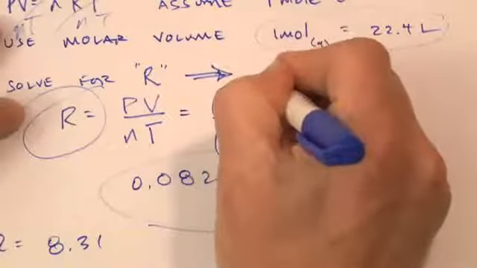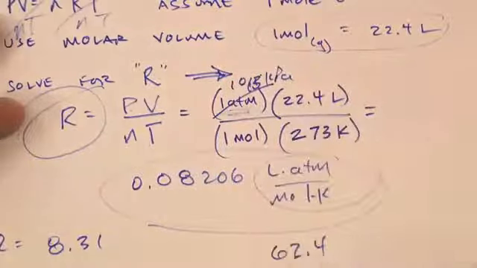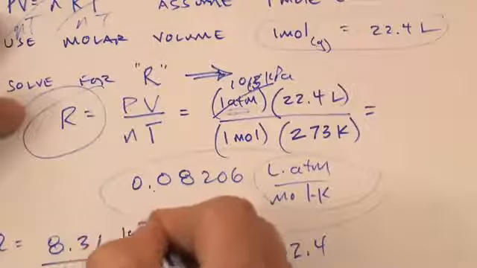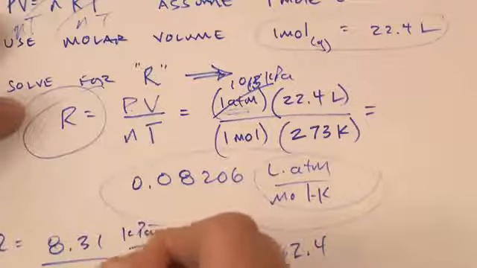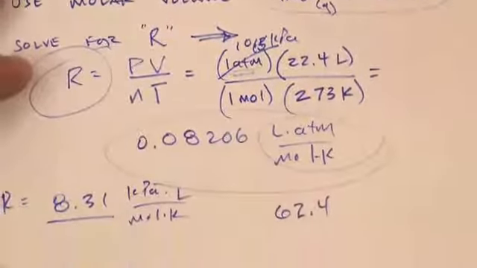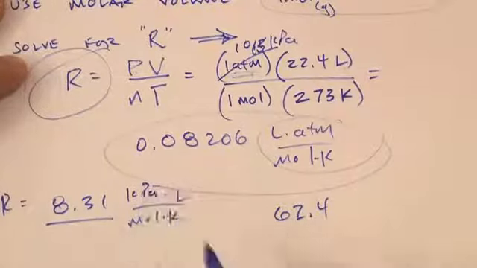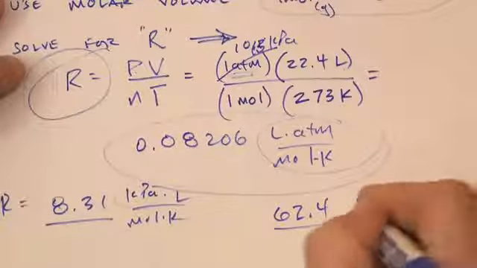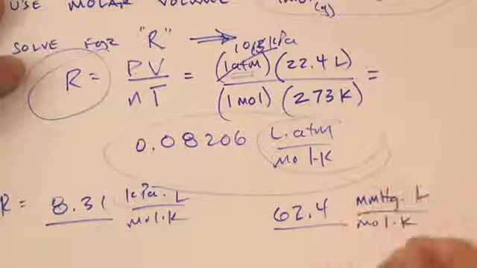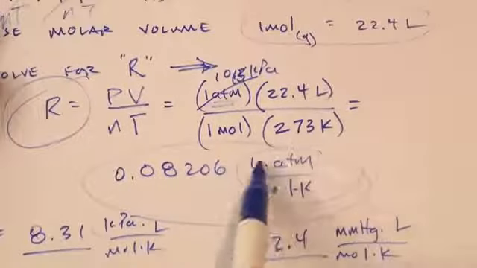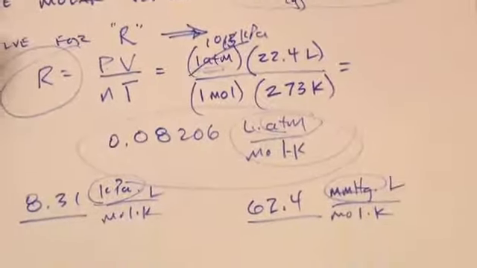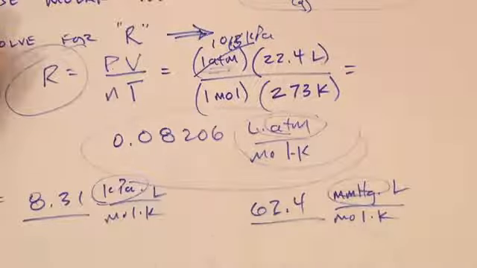101.3 kPa. Now the units will be 8.31, and the units would be kPa times liters per mole times Kelvin. Notice the difference is that the pressure units are changed. And this would be for mmHg, or millimeters of mercury times liters per mole times Kelvin. So depending on which units you use, atmospheres, kilopascals, or millimeters of mercury, your universal gas constant will be different.